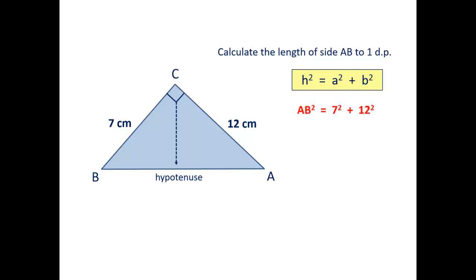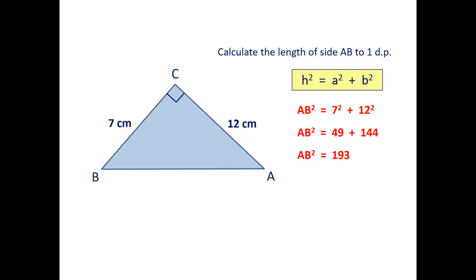So AB squared equals 7 squared plus 12 squared. We could have 12 squared plus 7 squared. It's not important, really. As long as we've got AB squared on its own, the hypotenuse must be on its own in the formula. Right, let's work out those numbers. 7 squared is 49. 12 squared is 144. We're going to add them up, 193.